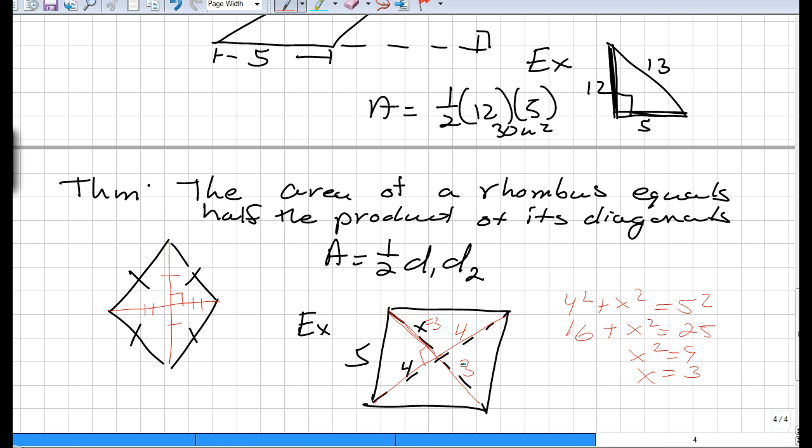And so then this whole diagonal has a length of 8, and this whole diagonal has a length of 6. And so I can use our new formula and say area is equal to 1/2 times 6 times 8. So 1/2 of 6 is 3, 3 times 8 is 24, so 24 units squared. Okay?